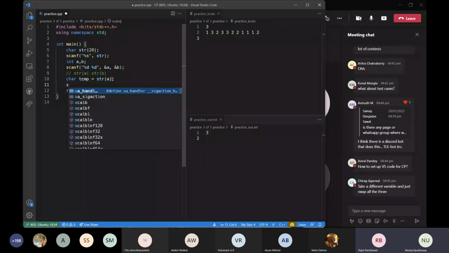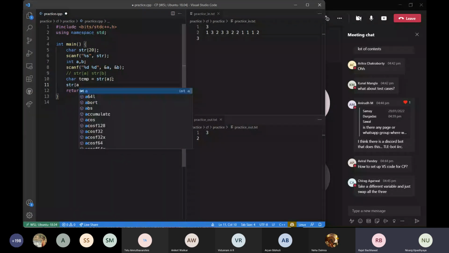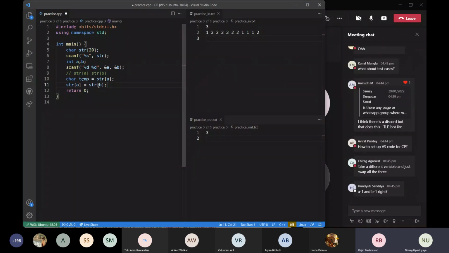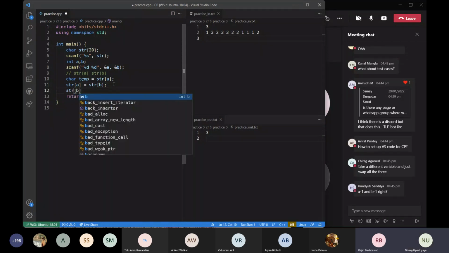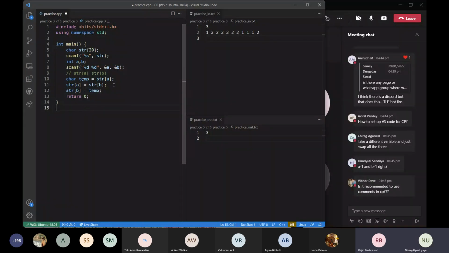Yes, correct. And then instead of B, I will replace the A with strb. So now at index A, I have what was at index B, and strb will become temp, which is the old value of A. Now there is a mistake in this, rightly pointed out.